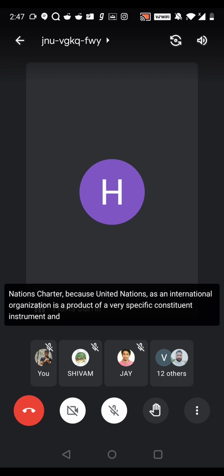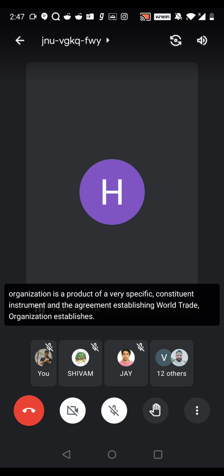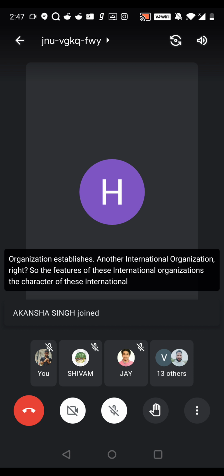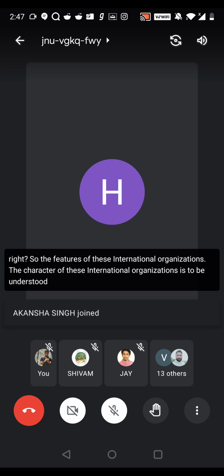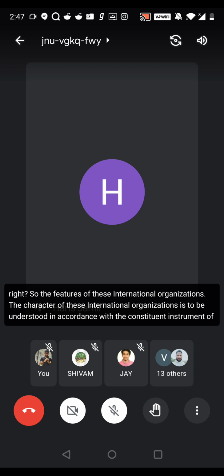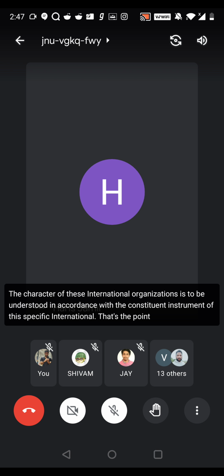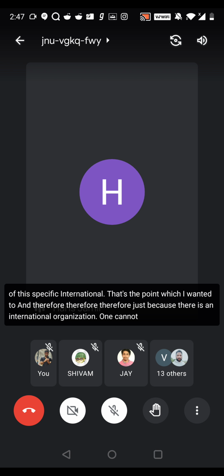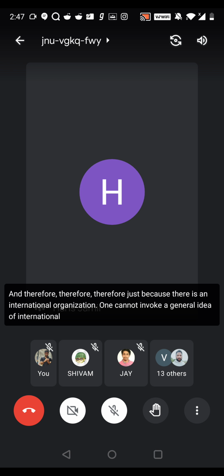And the agreement establishing the World Trade Organization establishes another international organization, right? So the features and the character of these international organizations are to be understood in accordance with the constituent instrument of that specific international organization. That's the point which I wanted to make. Therefore, just because there is an international organization, one cannot invoke a general idea of international organization on all of these specific bodies.